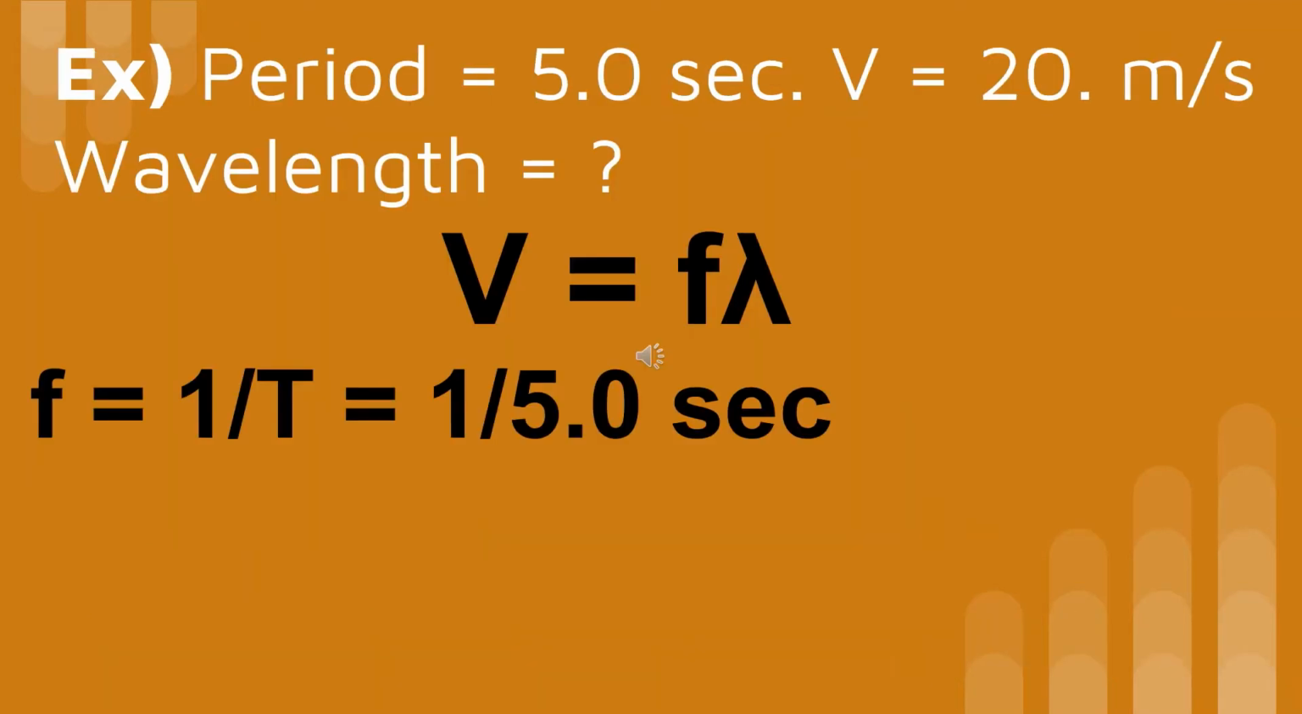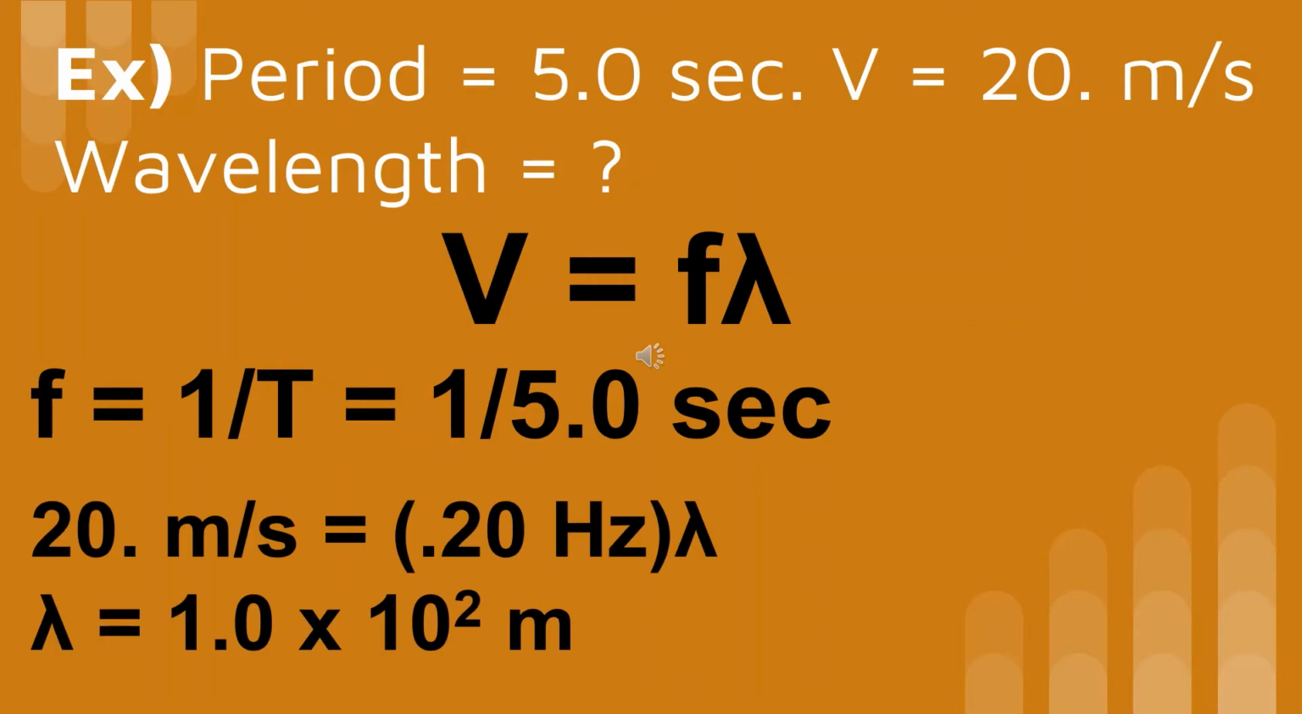In this problem, we're told the velocity of a wave is 20 meters per second. The period is 5 seconds. Period, however, is not in the velocity formula, so we can change period to frequency using the equation frequency is 1 over period. The frequency turns out to be 0.2 hertz, and the wavelength is 100 meters.